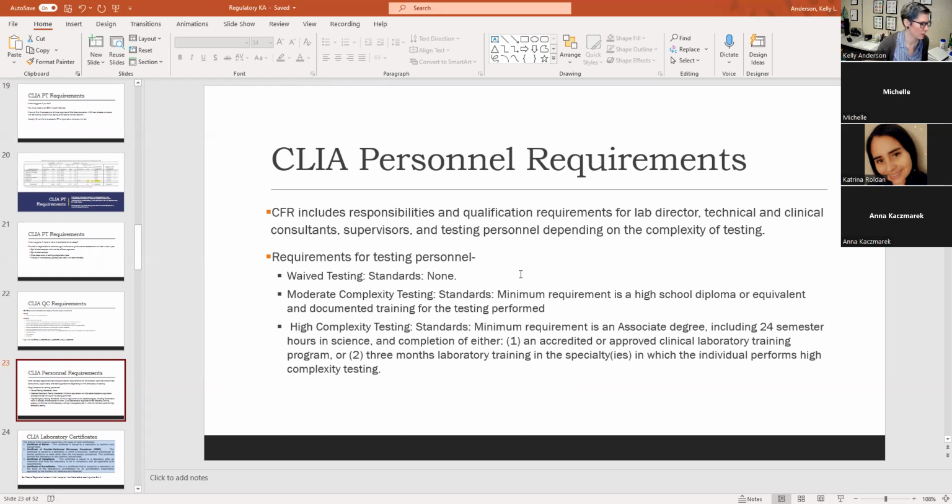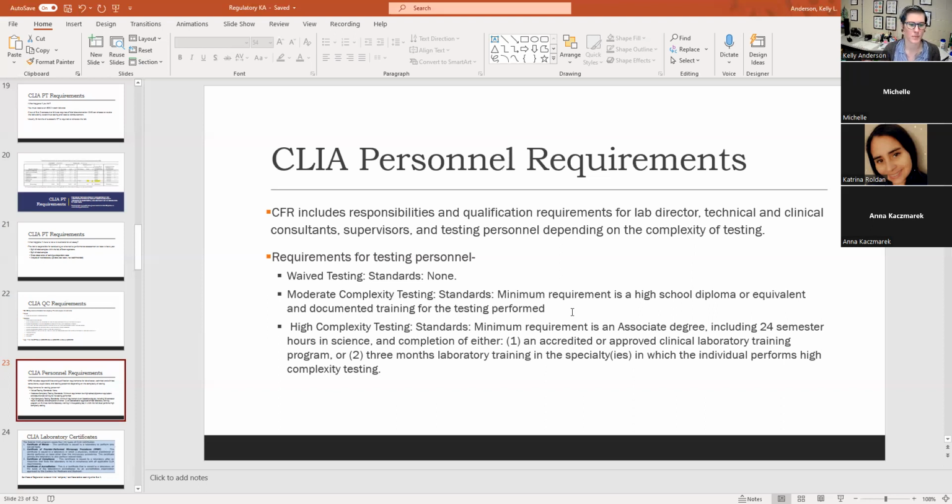So if you get a rapid strep test when you go to your doctor's office, it doesn't have to be a med tech performing that. Anyone, a nurse, a doctor, anyone can do that test. Moderate complexity, the minimum requirement, this is CLIA requirements: you have to have a high school diploma, and then you have to have documented training for the testing performed.